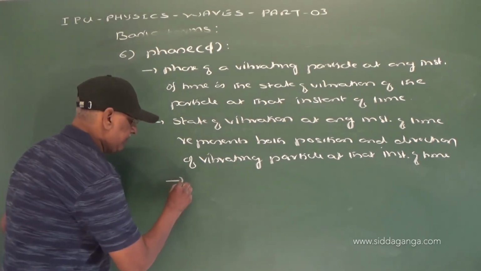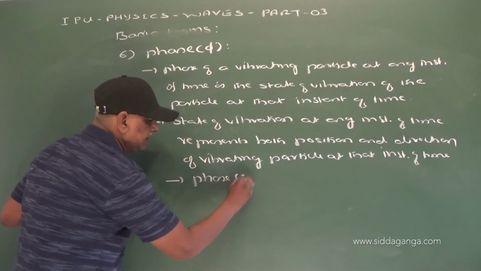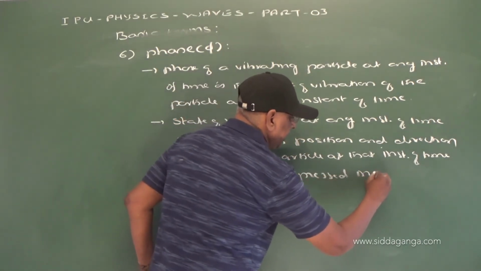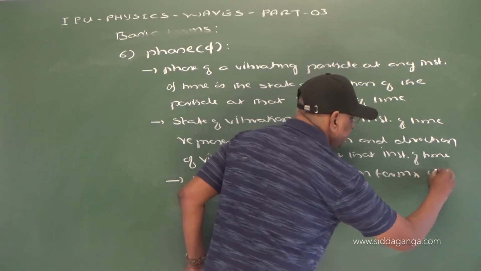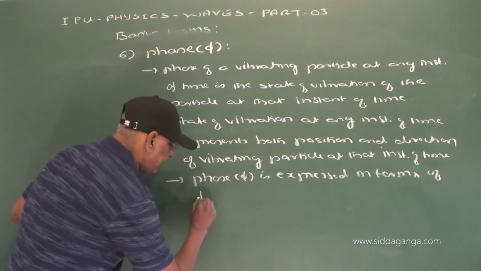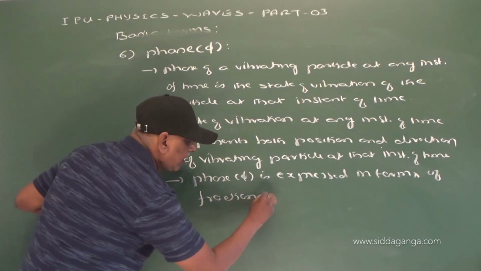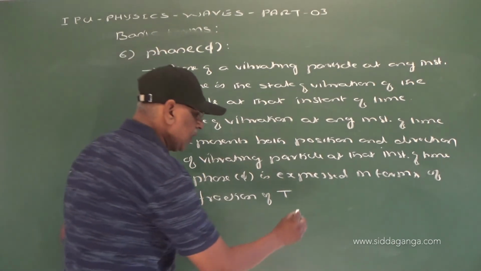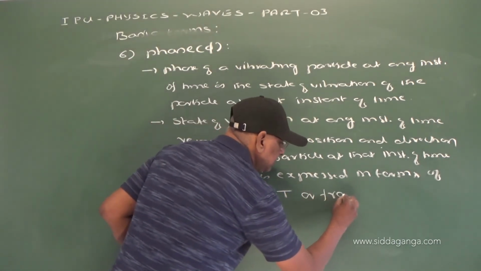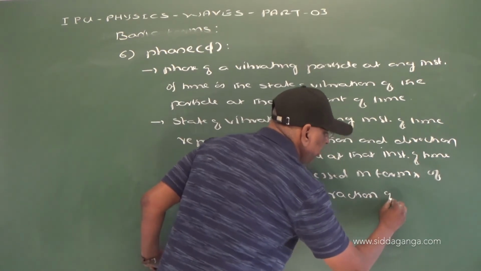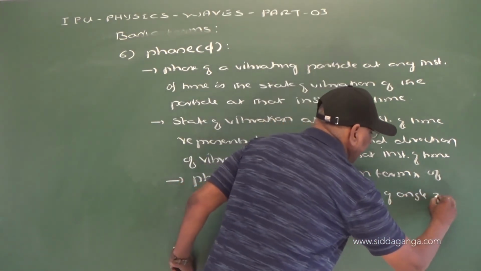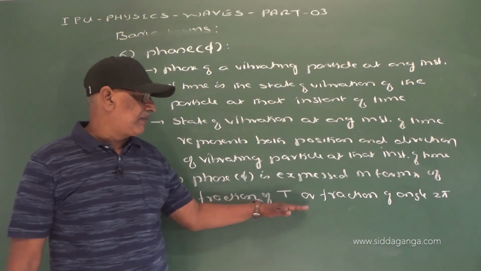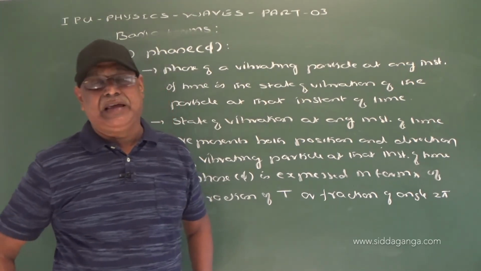Now this phase phi is expressed in terms of a fraction of time period T or a fraction of angle 2 pi. It is expressed in terms of fraction of time period T or fraction of angle.